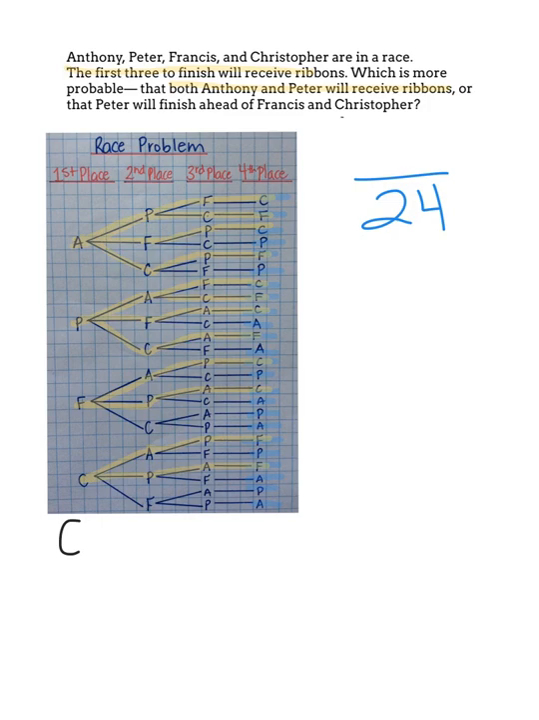So I've completed that. So now what I do is I'm going to count up all of those yellow highlighted branches. So 1, 2, 3, 4, 5, 6, 7, 8, 9, 10, 11, 12. Okay, so I'm just going to record that in yellow to keep my colors consistent. So I've got 12 out of 24 possibilities that Anthony and Peter are getting a ribbon, equal ribbon.